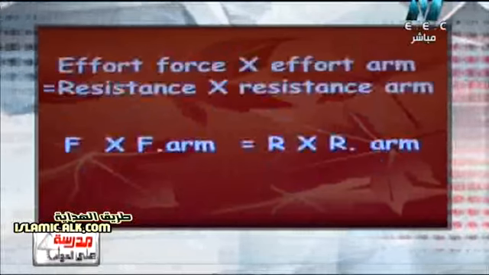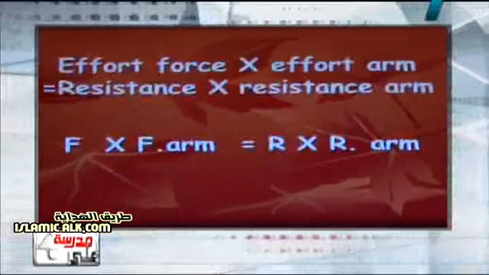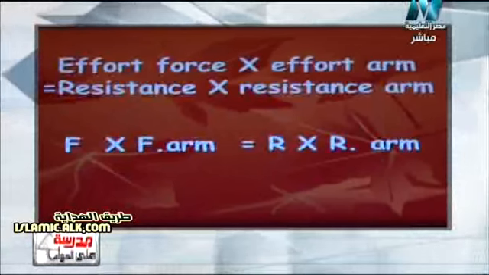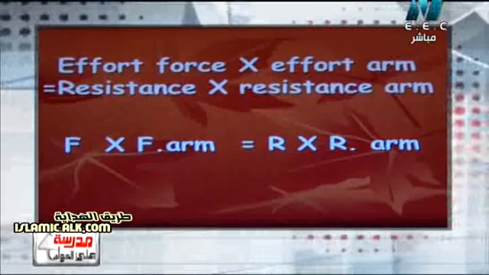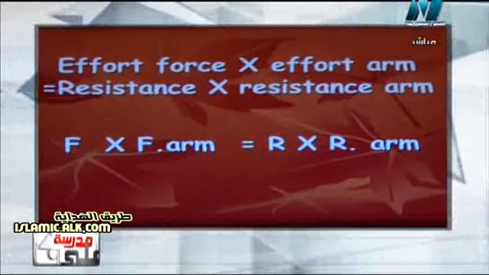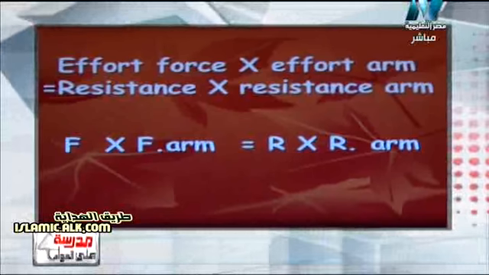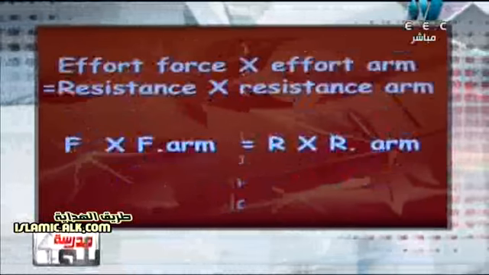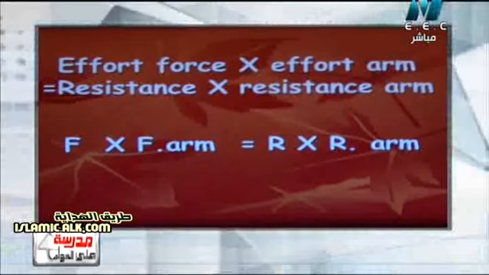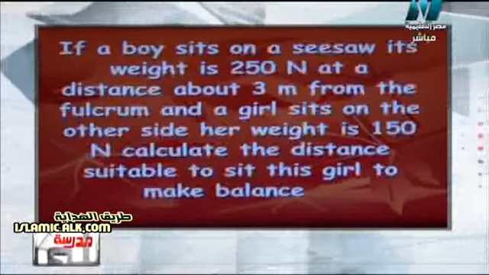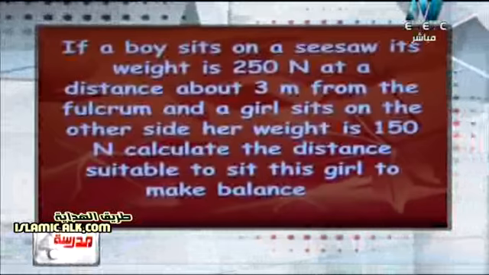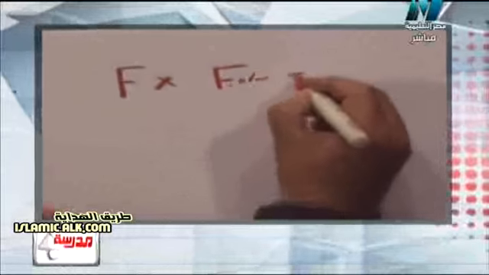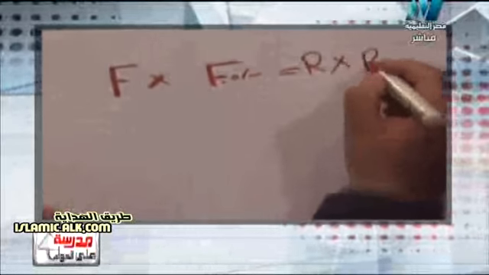Okay, I can write the law. I must write the law as I said: effort force by effort force arm equals resistance by resistance arm. Or I can write the law in abbreviation: F by F arm equals R by R arm. So I must write the law like that. Let's practice together and see how to solve a problem like this. Let's write the law together: effort force by effort force arm equals resistance by resistance arm.